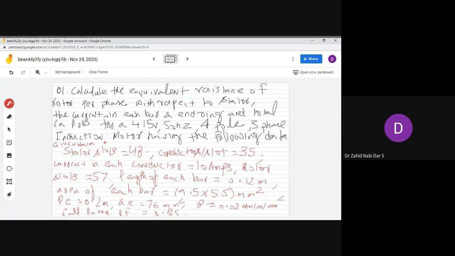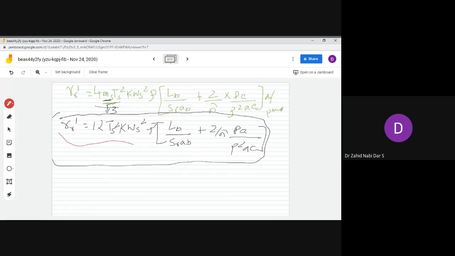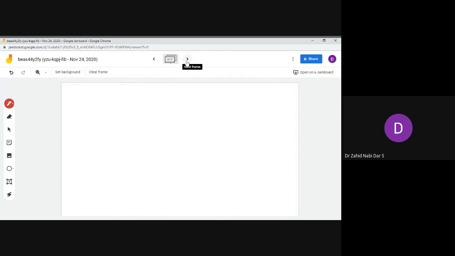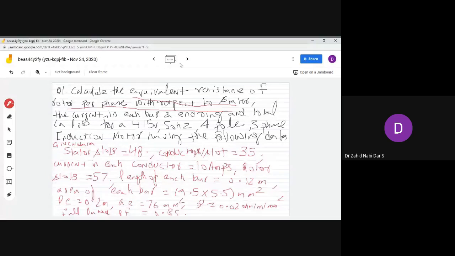Now you have to calculate the equivalent resistance of the rotor per phase with respect to the stator. In order to calculate this value, you require certain factors. First of all, we should know the stator turns per phase. So we know how many slots are there: stator slots are 48. And the conductors in each slot are 35.